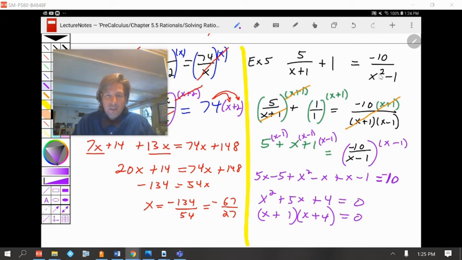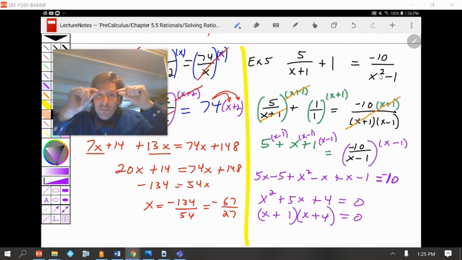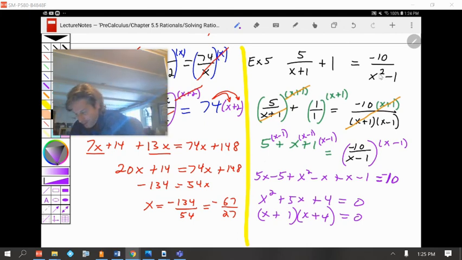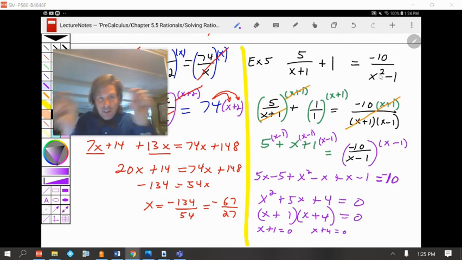Now, what are my answers? This is where we make our mini equations. If you need to set up your mini equations, you have x plus 1 equals 0, and you have x plus 4 equals 0. You take each factor and set each factor equal to 0. You have two mini equations. Okay, you solve each mini equation by getting x alone.